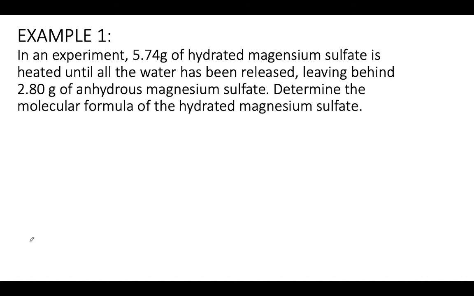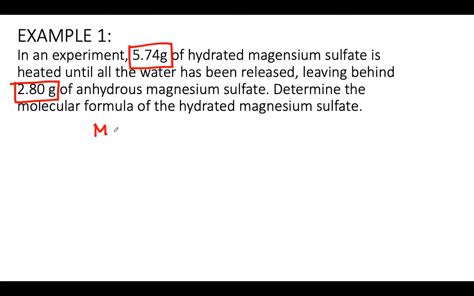In this video, I'm going to go through how to find the formula of a hydrate. In this first example, you're given that the hydrated compound is magnesium sulfate, and you're also given the mass of this hydrated compound, which is heated until all of the water was removed. They also give you the mass of the anhydrous magnesium sulfate after it was heated. Using this information, you should be able to find the formula of a hydrate.